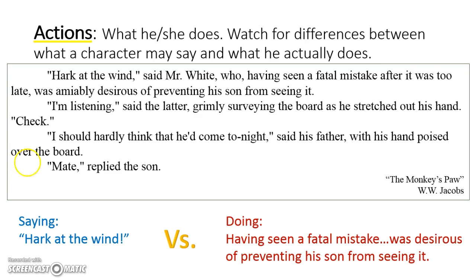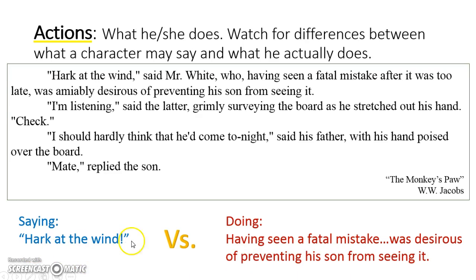So looking at what he's saying, he says, "Hark at the wind." So he seems to be talking about the weather. Yet the author tells us something that he's doing and something that he's seeing. He's seen a fatal mistake. He and his son are playing chess, and he sees that he did something that could mean the end of the game for him. And he was desirous of preventing his son from seeing it.